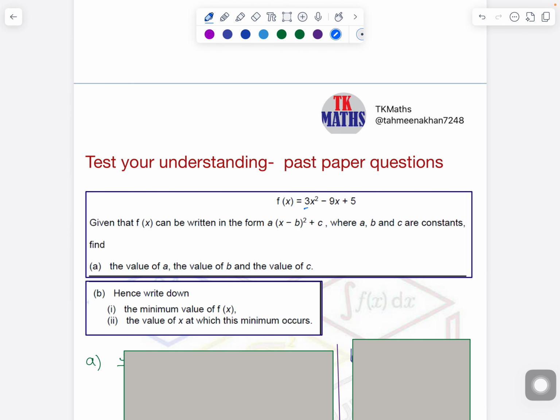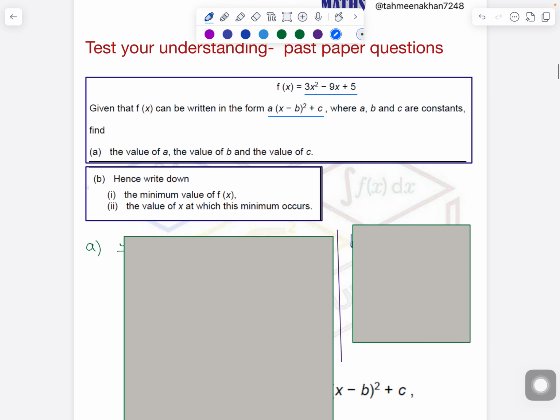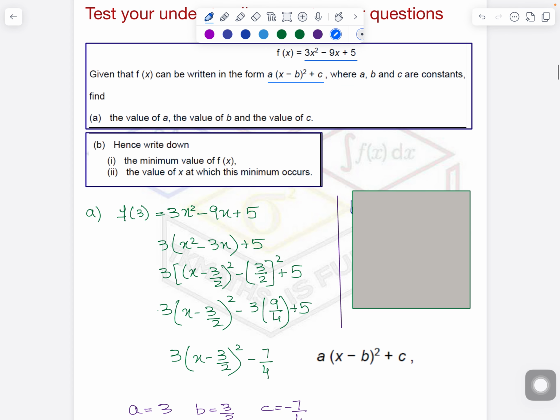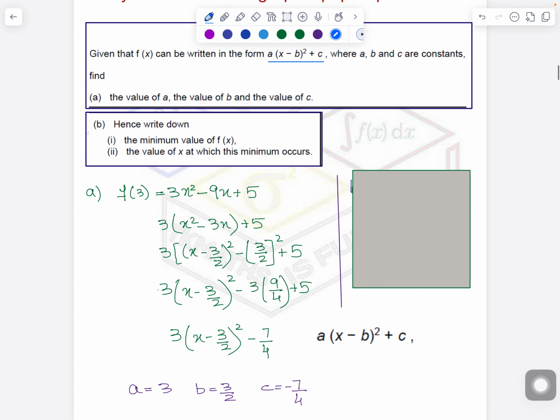We have just seen how to change this expression into completing square form. So this first part I have solved here for you. Right, so you can see here, I have gotten this form. The question says, find the values of A, B, C. So now you will compare. A is 3, B is 3 upon 2, and C is minus 7 upon 4.